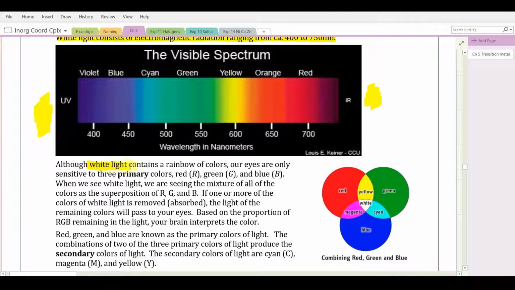Now, although white contains a rainbow of colors, the eyes of humans are only sensitive to three primary colors: red, green, and blue. When we see white light, what we are seeing is a mixture of all the colors as the superposition of red, green, and blue. If one or more of the colors of white light is removed or absorbed, the light of the remaining colors is what passes to our eyes. And based on the proportion of RGB remaining, your brain interprets the color.